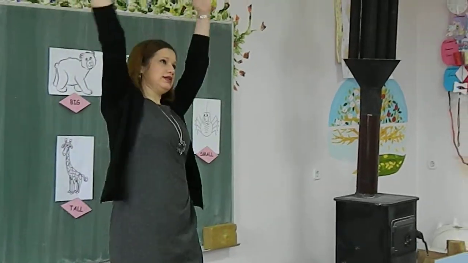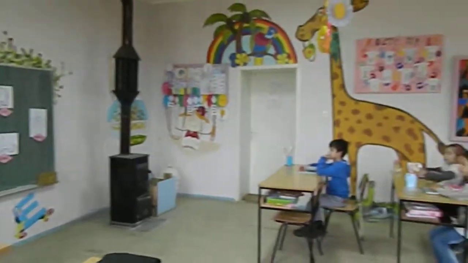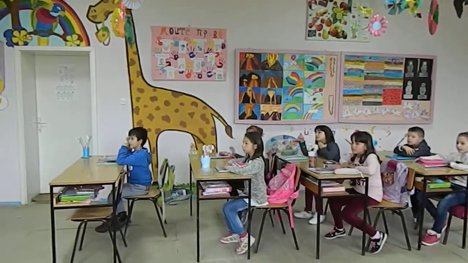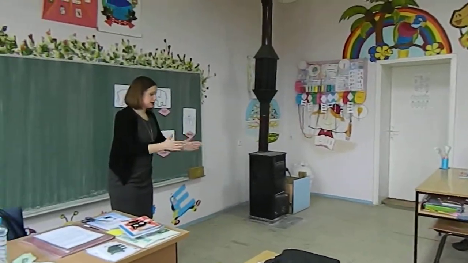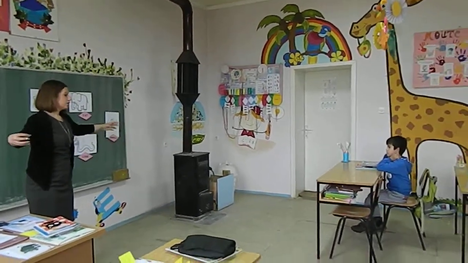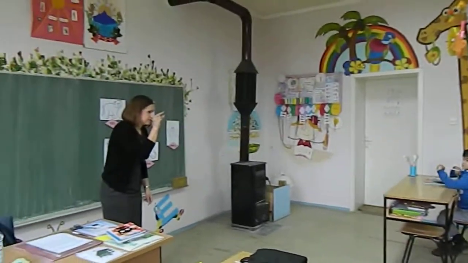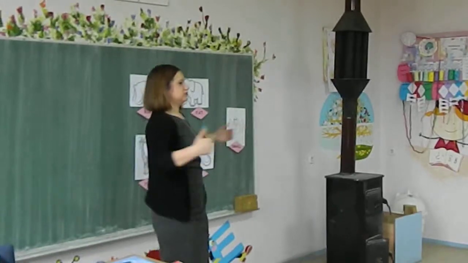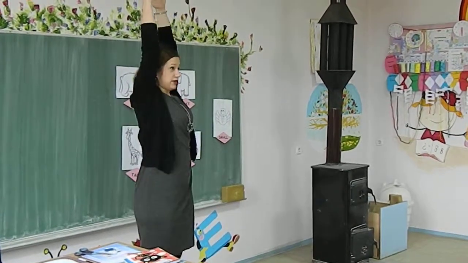Okay, what's this? What word? Big, small, long. What's this? Big. Big, yes. What's this? Long. What word? Long, yes. What's this? Small. Small, yes. What's this? Big. It's? Fat. Fat, yes. And what's this?